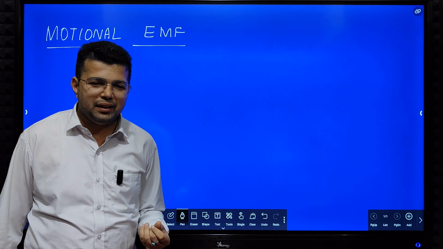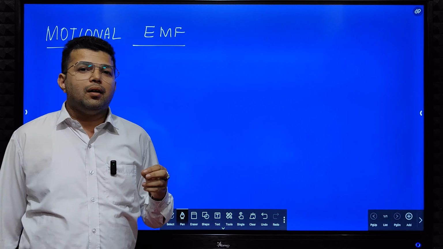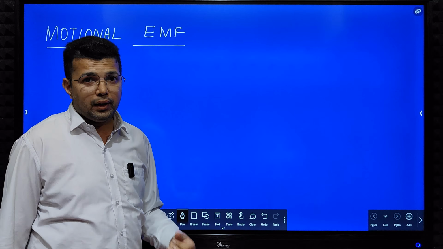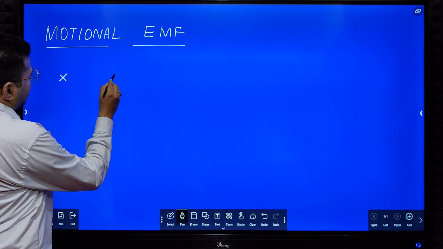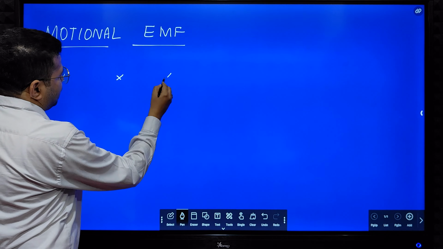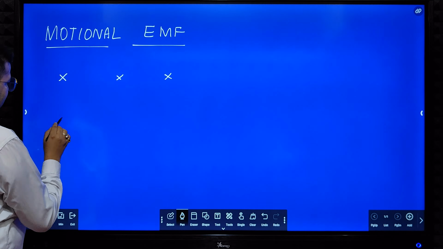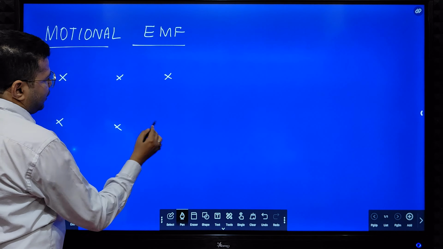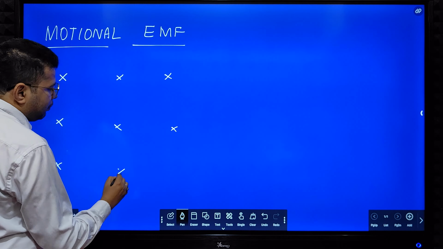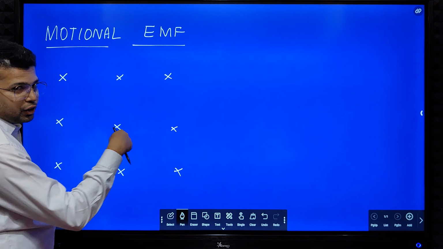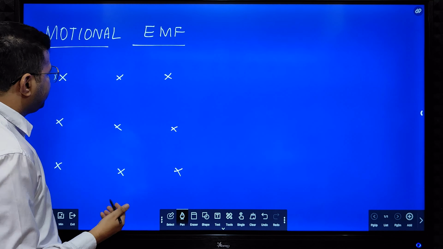Hello dear students, in this session we will try to learn how to derive an expression for motional EMF. What is motional EMF? Let us suppose that we consider one uniform magnetic field. The magnetic field lines are going into the plane of the board.